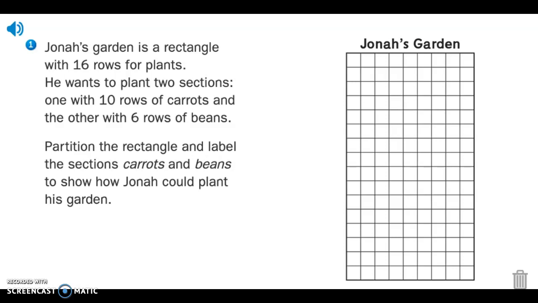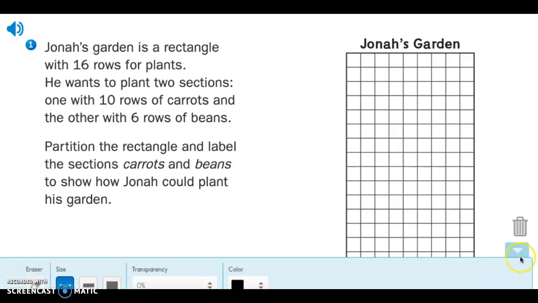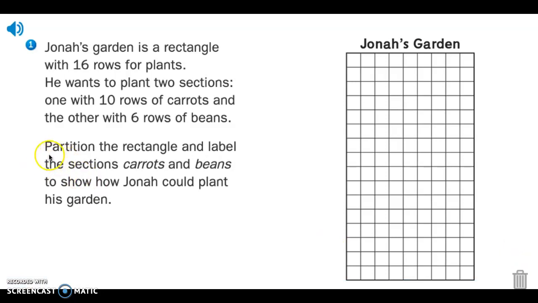Okay, let's take a look at what we know, what we see. It says partition. Remember, partition sounds like part, so we're going to break it up into parts. Now, I see his garden. This is like an array. We have rows, and then how many are in each row, right? So this is 1, 2, 3, 4, 5, 6, 7, 8, 9.